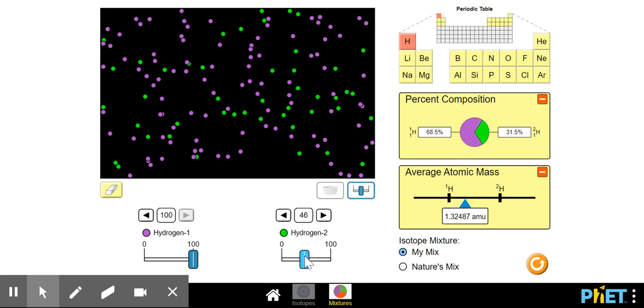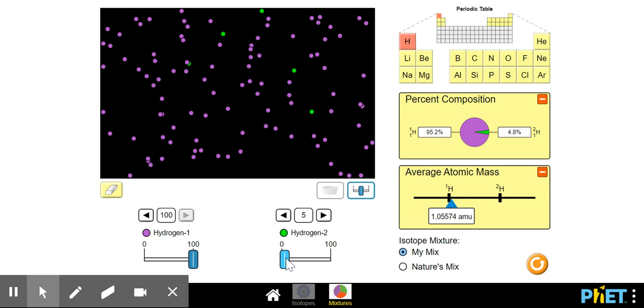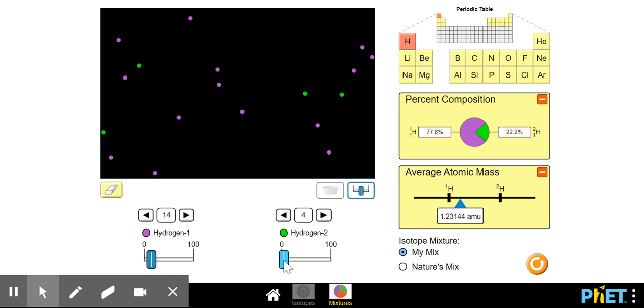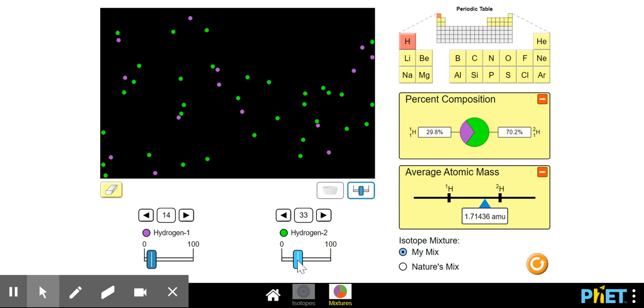So by taking away hydrogen 2, you can see the percentage of hydrogen 1 keeps increasing, and the average keeps sneaking closer and closer to 1 AMU. All right, so I can do that for a while. And again, closer and closer to 1 AMU as hydrogen 1 becomes a greater and greater percent. Okay, and then we can go the other way as well, by getting rid of the hydrogen 1 or having only a little bit, and then increasing the amount of hydrogen 2. And as the percent of hydrogen 2 increases, the average gets closer and closer to 2 AMU.